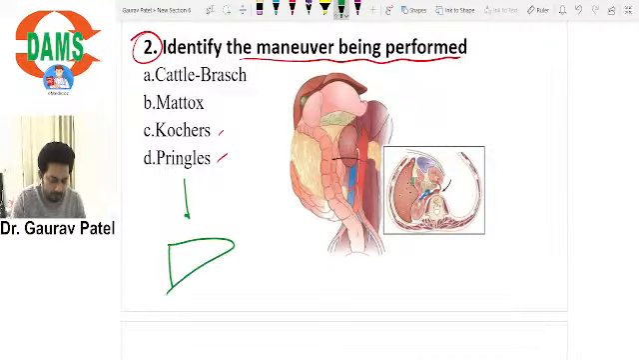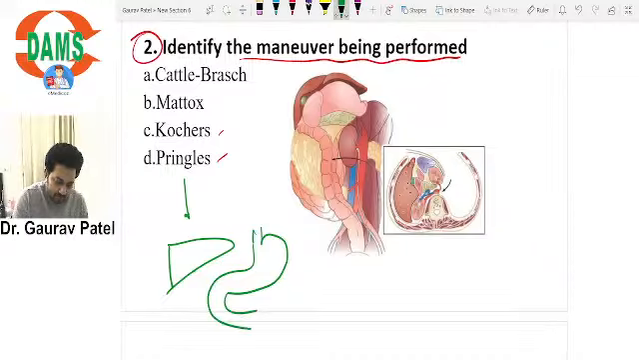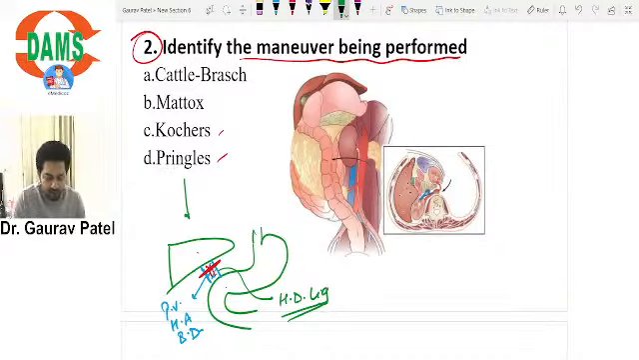Pringle's is when you see this is the hepatoduodenal ligament, in which there is the portal vein, hepatic artery and bile duct. It is going between liver and duodenum. So if you compress this, that is Pringle's maneuver. This we do for liver bleeding and liver injuries.